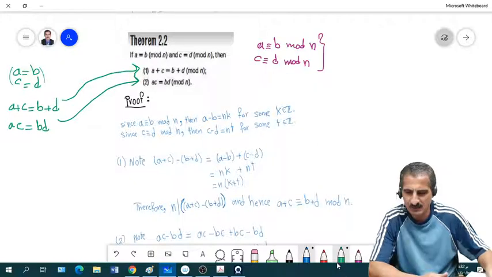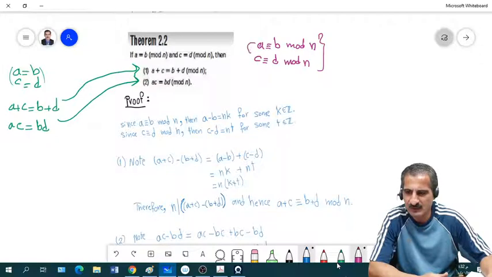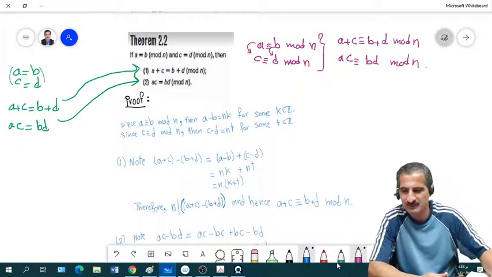Okay, so we go back and write here. Now if we add these two things, a plus c will be the same as if we add these two things, b plus d. But the same here for us means they are congruent modulo n. Same thing if we multiply, a times c is congruent to b times d modulo n. So now we got the picture of what this theorem says. So let us prove it.